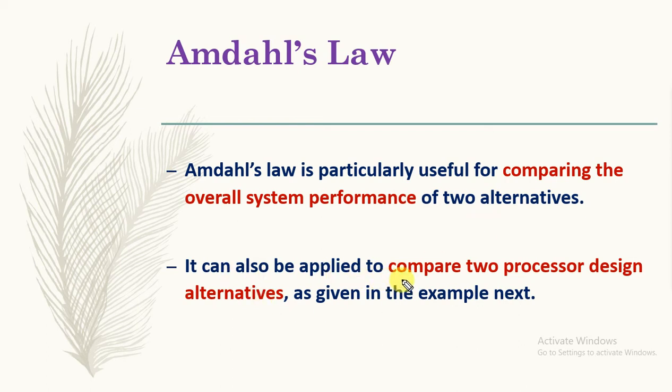It can also be applied to compare two processor design alternatives. One processor is designed by adding some enhancement on some portion. Another processor is designed by adding some enhancement to some other portion of the processor. So we can compare these two processor designs, and whichever has better execution time or a better overall speed up can be selected and considered for the design of a new computer system.